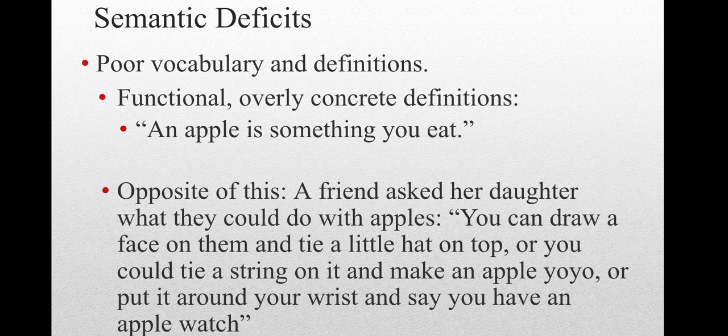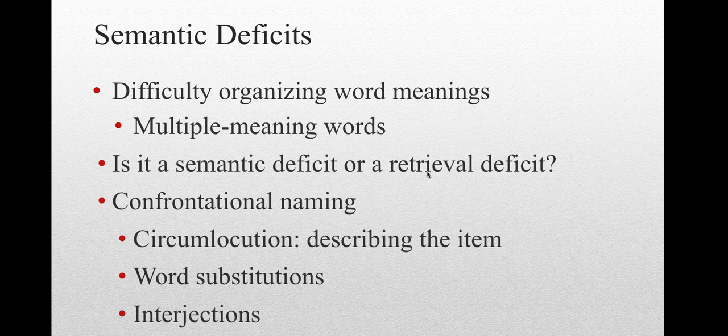Whereas we had a good friend who had a daughter who was way above her peers cognitively and from a language standpoint. She was really a gifted child. And when a friend of hers just asked, hey, what are some things you could do with an apple? When she was about 4, she said, well, you could draw a face on it and tie a little hat on top and make it a person, or you could tie a string on it and make an apple yo-yo, or you could put it around your wrist and tell people you have an Apple Watch, right? And that's a lot of language there. That's a lot of creative language, something that a child with a learning disability or a language disability simply wouldn't be able to come up with. Even an older child wouldn't be able to do that.